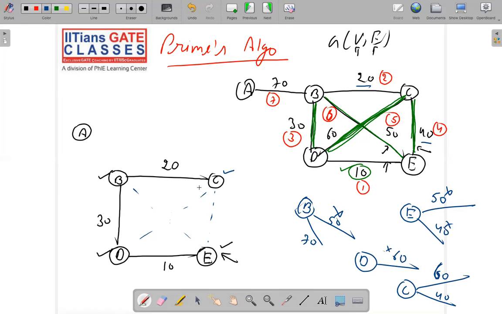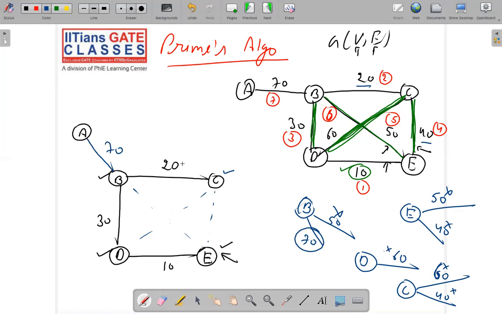We try to put this edge, it will make a loop, so we have to remove it. We try to put this edge C and D, it will make a loop, so we remove it. Try to put this one and it will make a loop, so we can't consider this. So we only remain with one edge, 70, this 70.